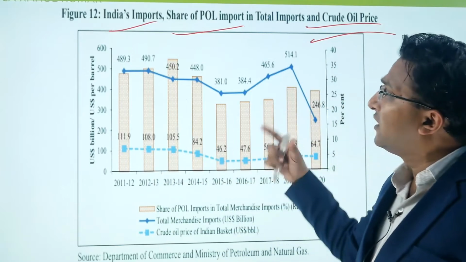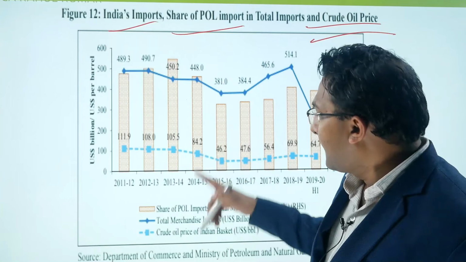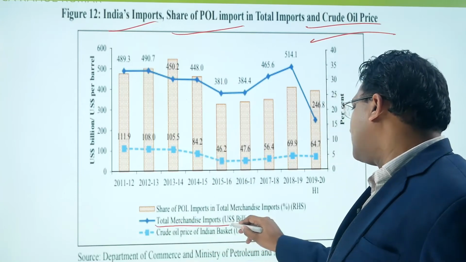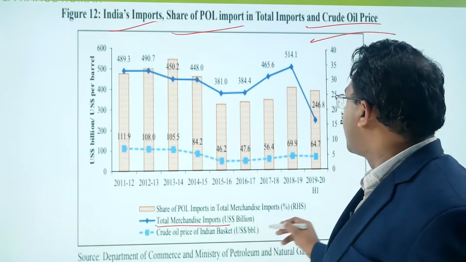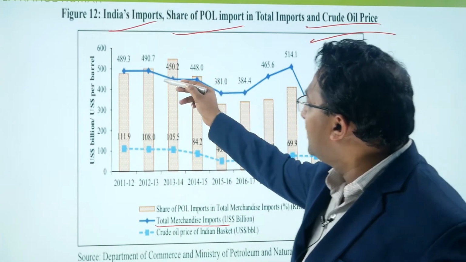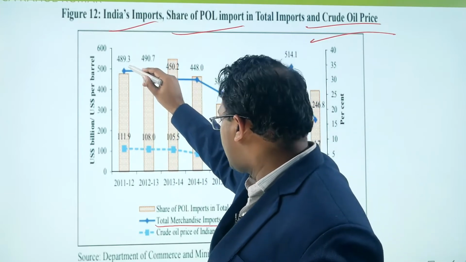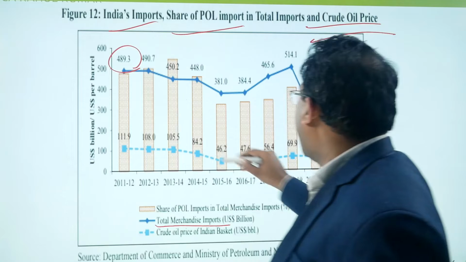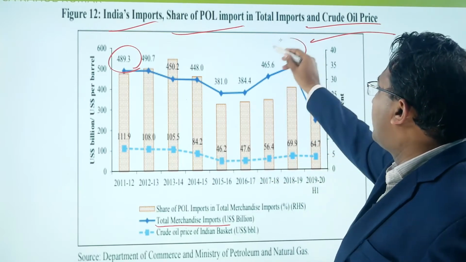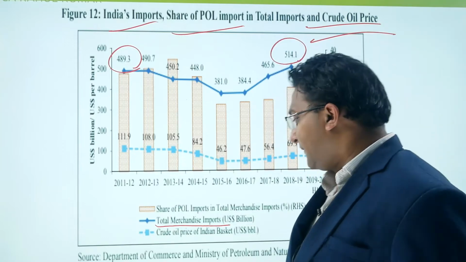So this diagram you can see from these 3 perspectives. India's imports, this is given in total merchandise import, in US billion dollars. So this US billion dollars amount has been given over here. In 2011-12, this was 489.3, and now in 18-19, this is 514. So there is an increase in the overall merchandise import.